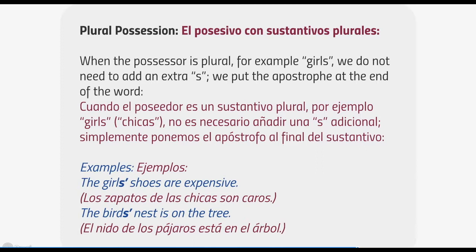Plural possession. When the possessor is plural, for example, girls, we do not need to add an extra S. We put the apostrophe at the end of the word. Examples. The girls' shoes are expensive. The birds' nest is on the tree.